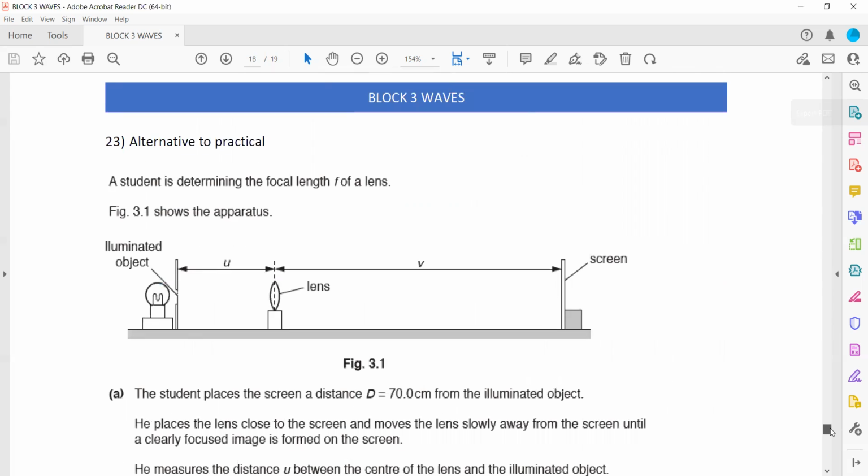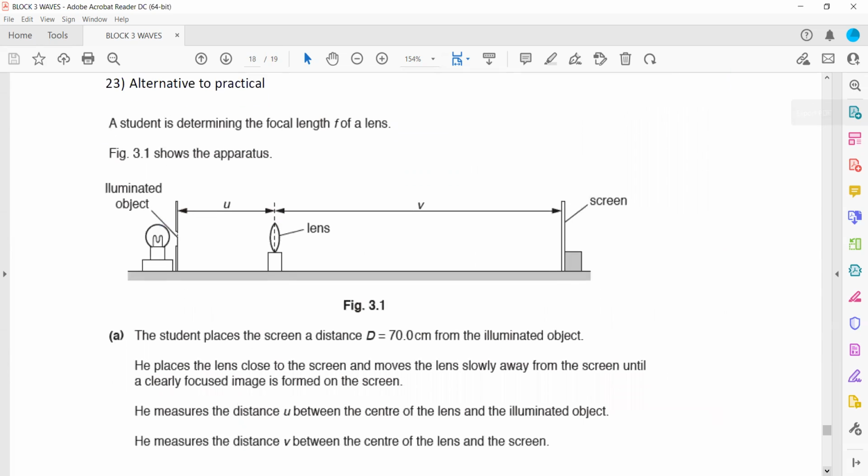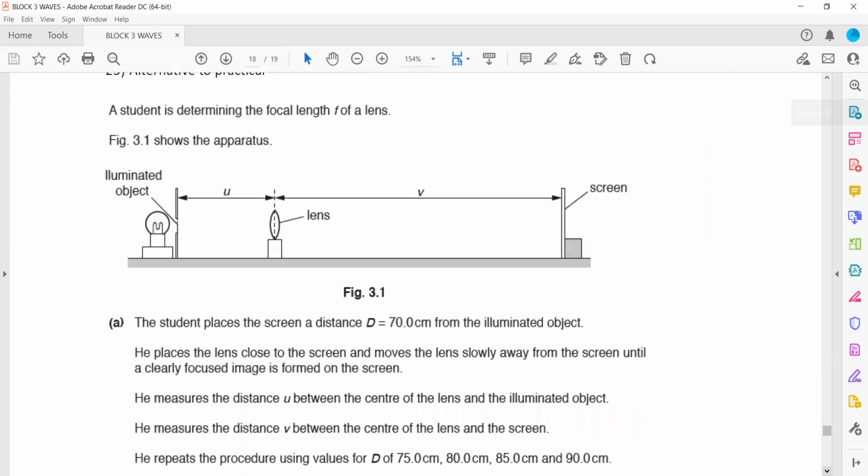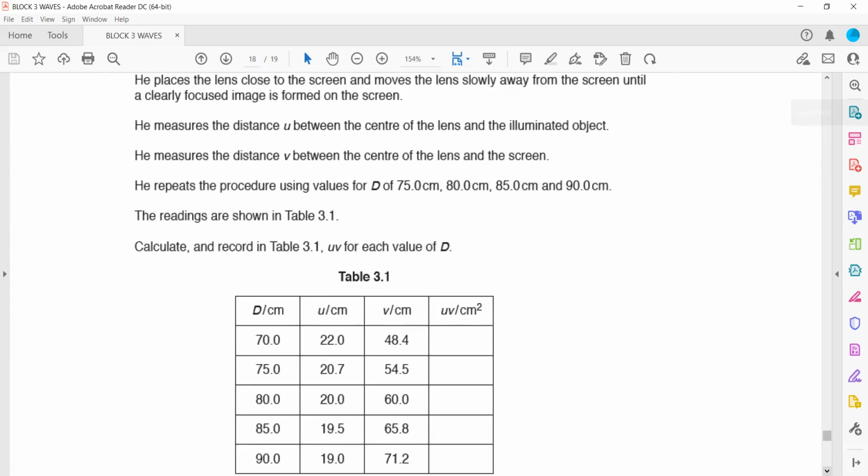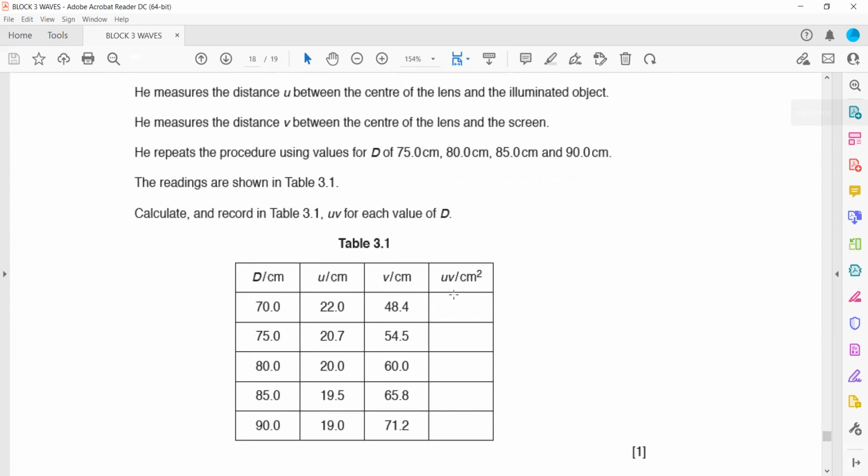Then another question, which is about a student determining the focal length F. Figure 3.1 shows the apparatus, illuminated object is there. The student places a screen at a distance of 70 centimeters from the illuminated object, and moves it. Different distances are there, 75, 80, 85, 90. And then this is U into V.